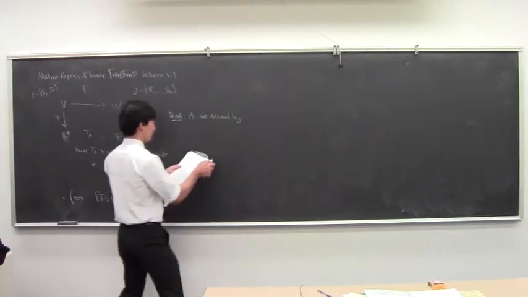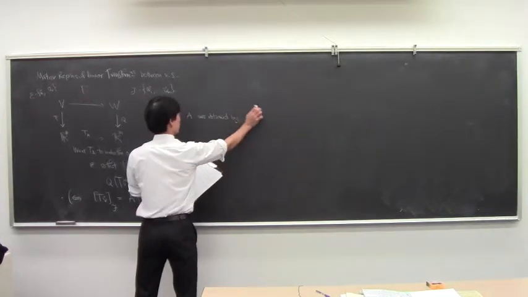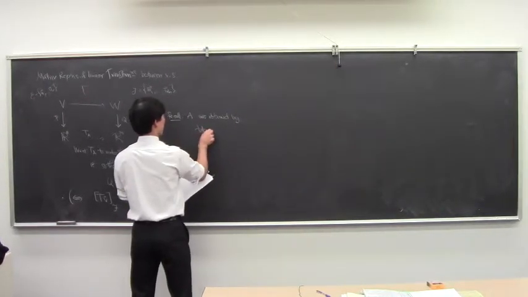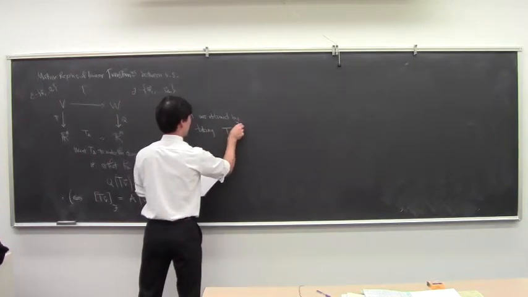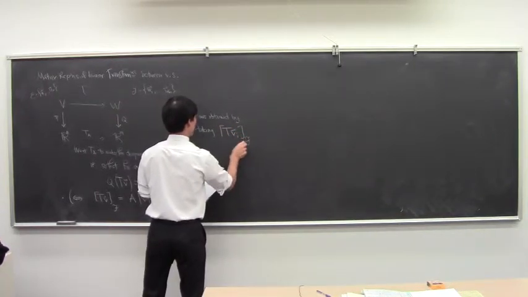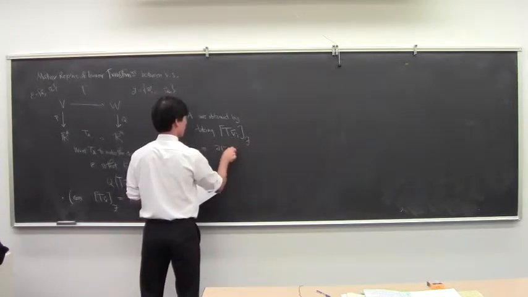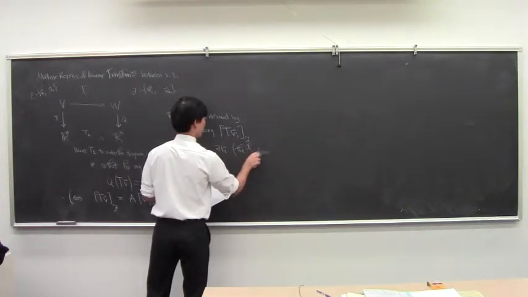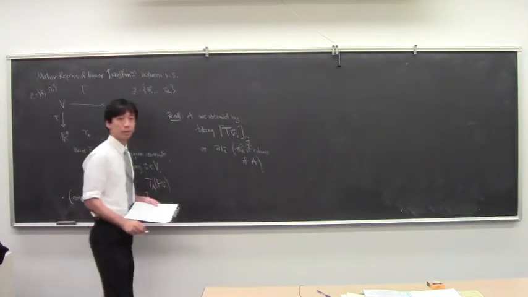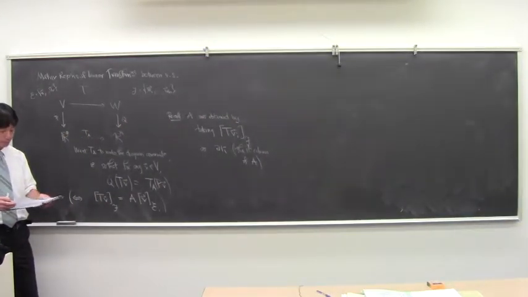A was obtained by taking T Vi with respect to the F basis as the ith column of A. And that's basically where we stopped last time.